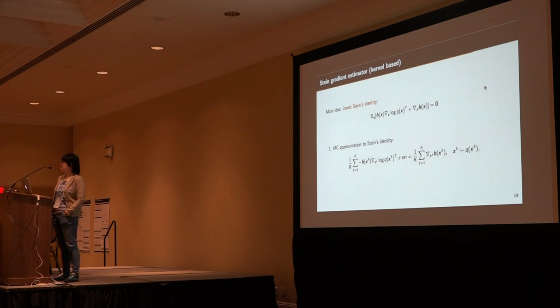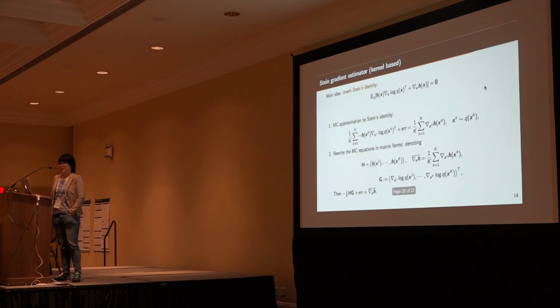First, we can't compute expectation, but we can compute Monte Carlo estimate. So this is the idea. I obtain samples from here, and then I write down the Monte Carlo version of this Stein's identity, which means you have this kind of sum of the h times the score term, and then you have on the right-hand side the average of the gradient, and then you have some error term which is introduced by Monte Carlo error.